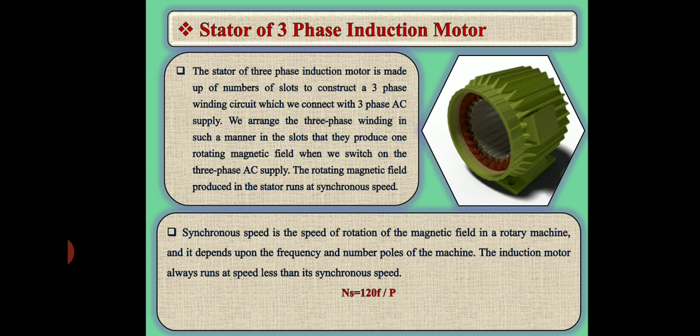Synchronous speed is the speed of rotation of the magnetic field in a rotary machine, and it depends upon the frequency and number of poles of the machine. Mathematically, it is indicated by Ns = 120f/P, where Ns is the synchronous speed, f is the supply frequency, and P is the number of poles. The induction motor always runs at a speed less than its synchronous speed.